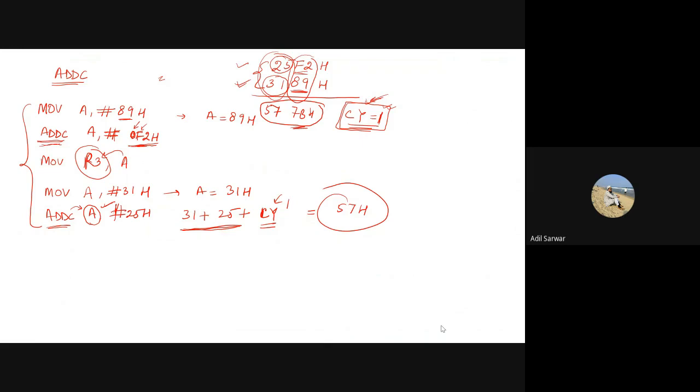So this was all about ADD and ADDC. Similarly, we can do ADDC with all four modes of operation. We can use ADDC A comma hash data, as we did. We could also have ADDC A comma @Ri, and ADDC A comma the direct address, the direct addressing mode. So any of the modes of operation are possible in ADDC also.